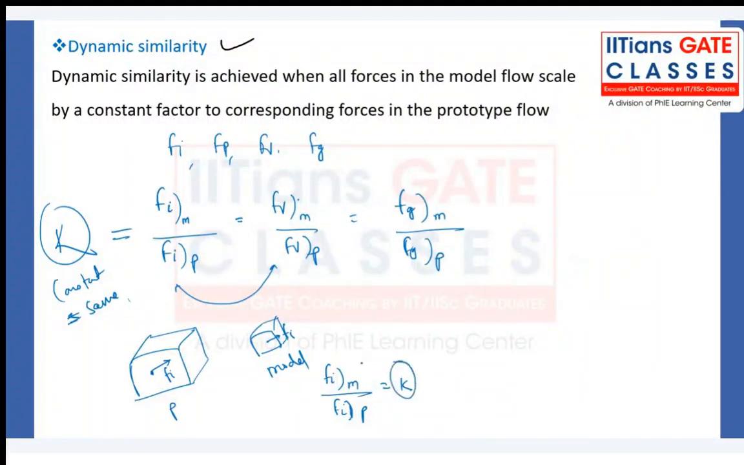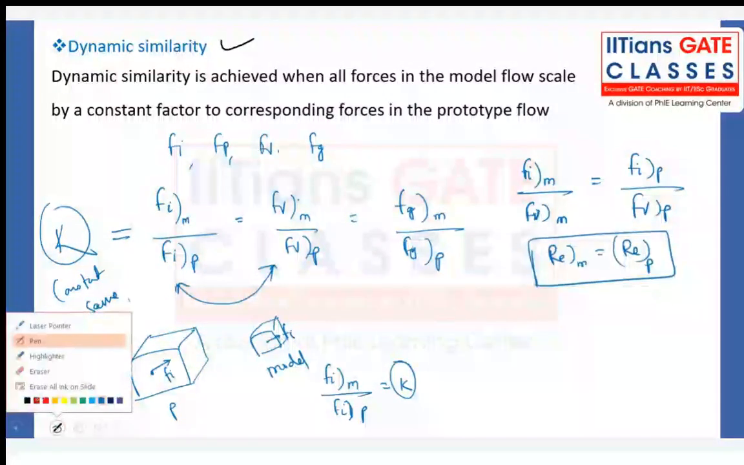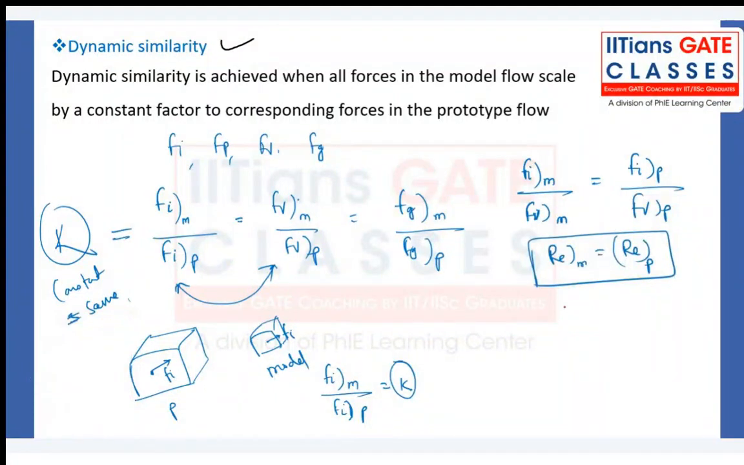That's it. So now when you compare these two things, what can we write? Inertia force of the model to the viscous force of the model will be equal to inertia force of the prototype to the viscous force of the prototype. Reynolds number of the model is equal to Reynolds number of the prototype. This is called Reynolds law. Make a note of it. Reynolds model law.